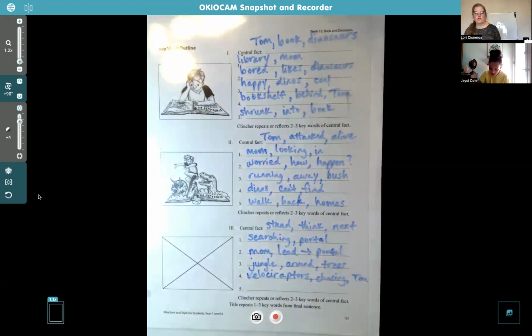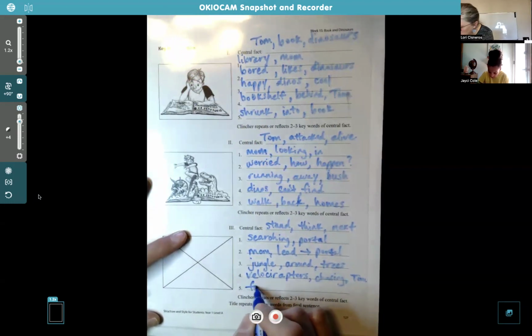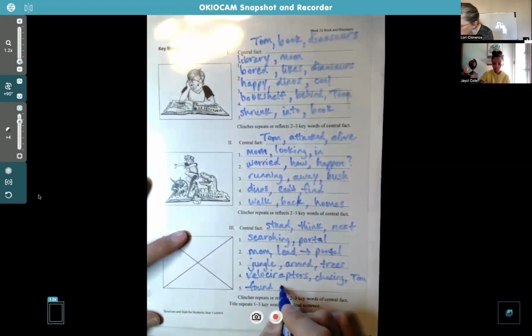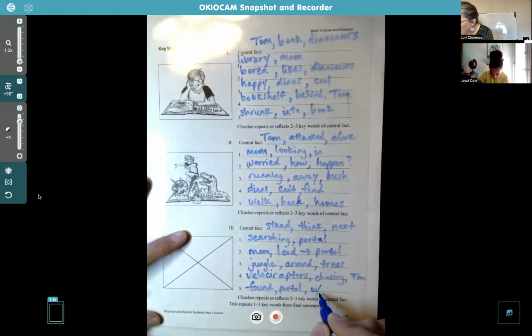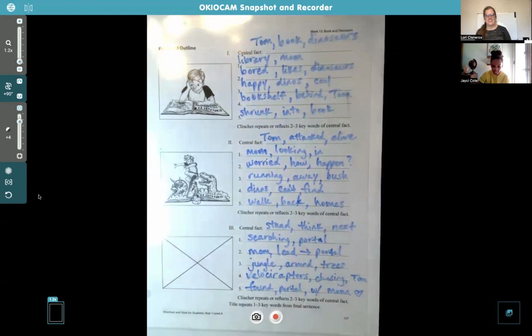And then I guess we have one more spot where we could say he actually found the portal. Is this going to have a happy ending so he gets back home with his mom? Yeah. I like happy endings too. Found portal. And I'm going to put a W with a slash. That means like with mom and a heart. Yay! It's a happy ending.